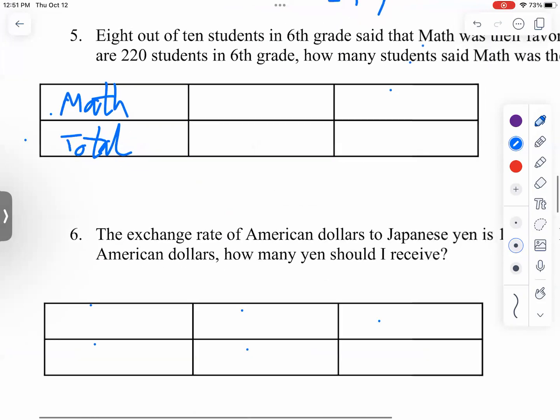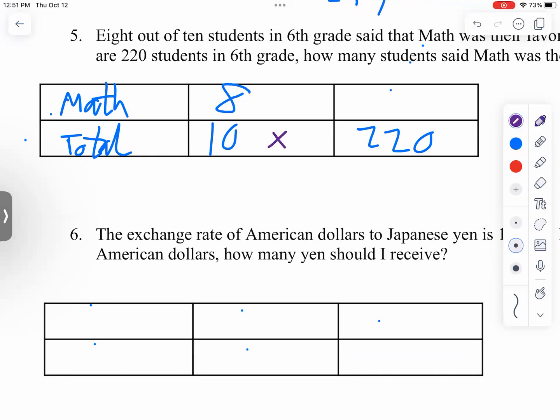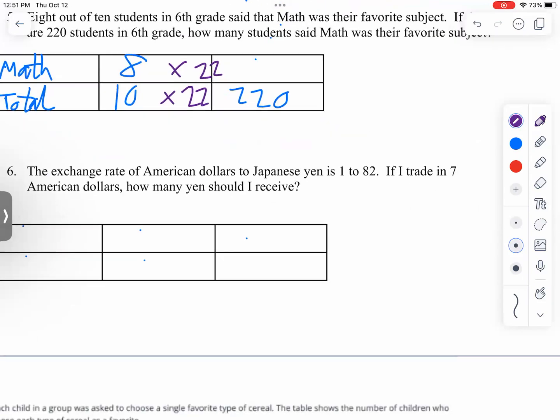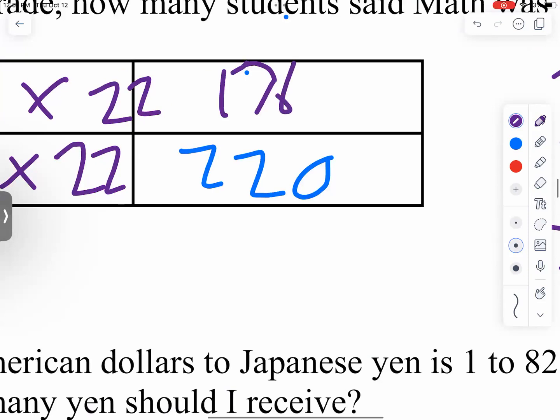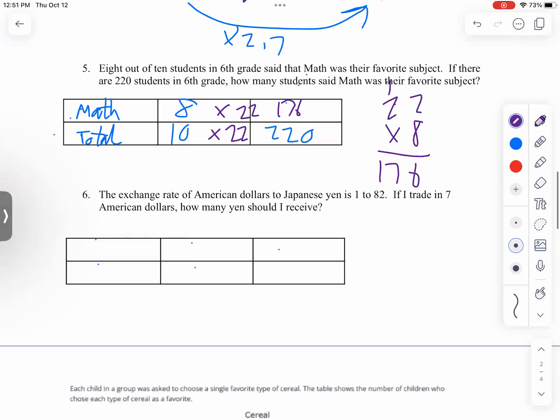So 8 out of 10 liked math. There's 220 students in 6th grade. Notice that's total students, not people who like math. Then we're looking at the top for the amount that like math. So 10 times 22. And if you didn't know that, you could just divide 10 into 220. That's going to give you 22 times 8. 8 times 2 is 16, and 1 is 17. So 176 who liked math. I didn't put a little line there, but you see it's on the math line.